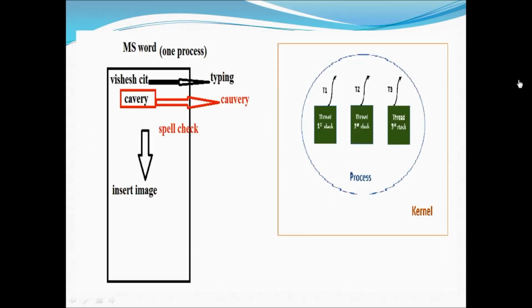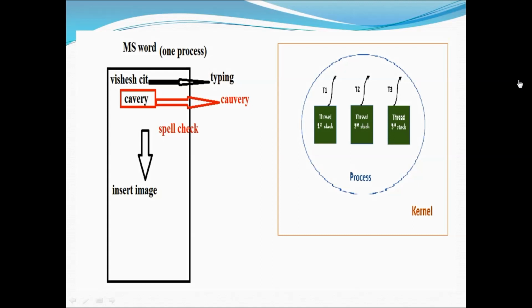I'm going to give an example of MS Word. In an MS Word application, you know that you can type something and you can create a file. MS Word is one process, but in MS Word we can have multiple threads. For example, I can use one thread to type something. Here I'm typing Vishesh CIT.